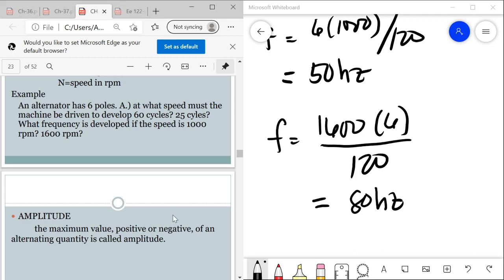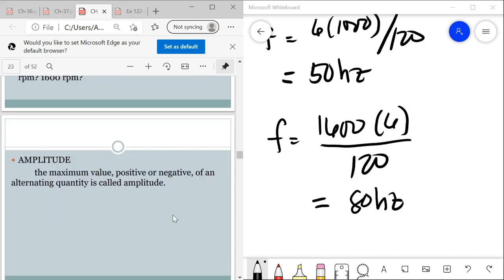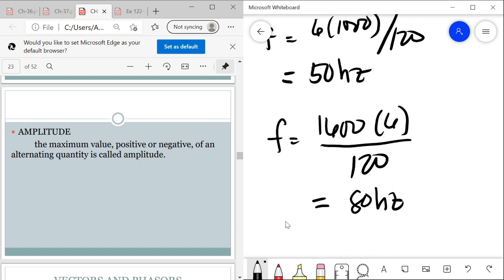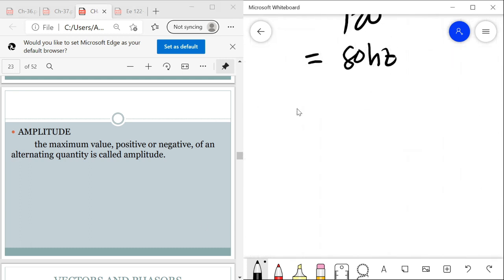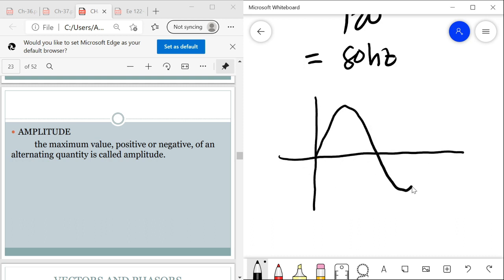Amplitude: the maximum value, positive or negative, of an alternating quantity is called the amplitude. So let's say this is our sine wave. The maximum value here is what we call the amplitude, or the maximum current, maximum voltage, power. So this is the amplitude at the positive half cycle and the amplitude at the negative half cycle.